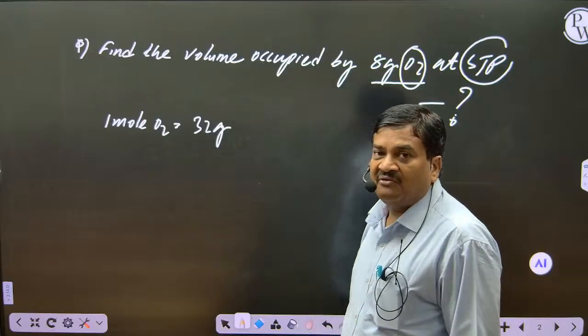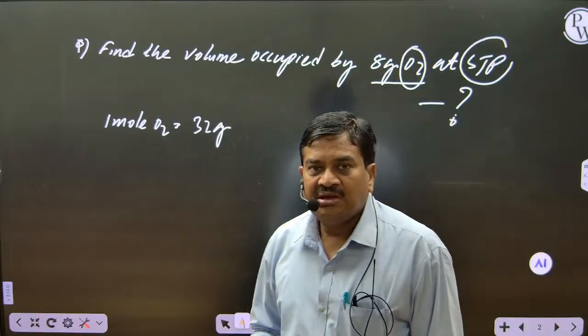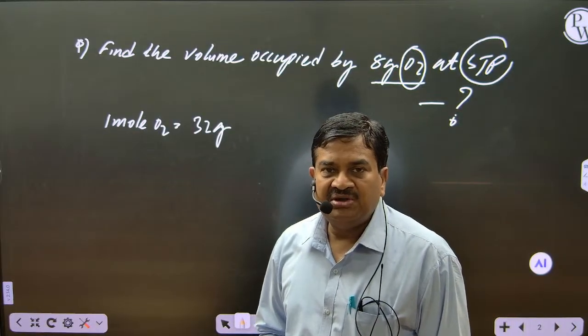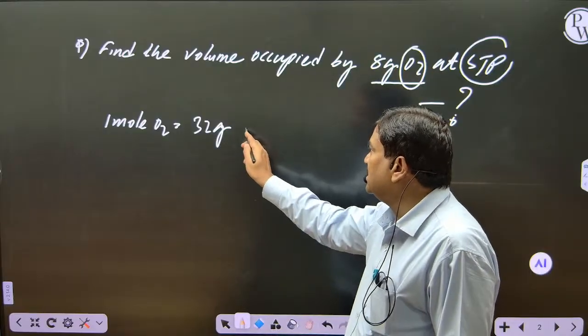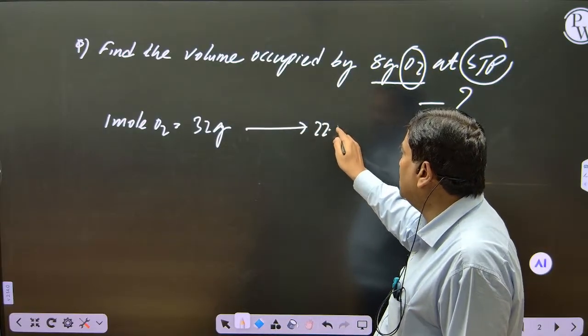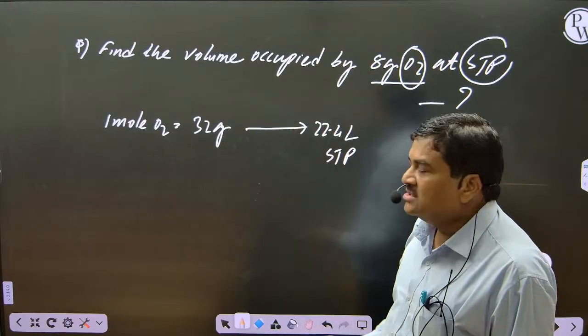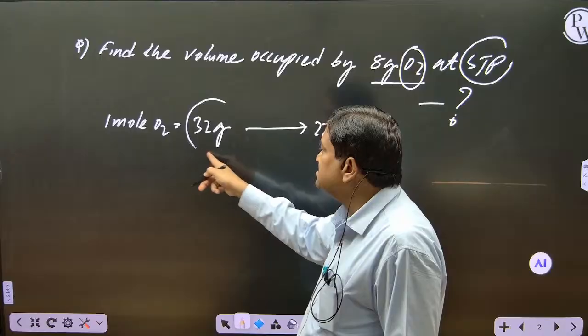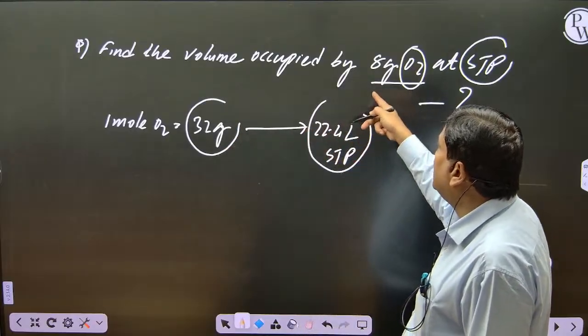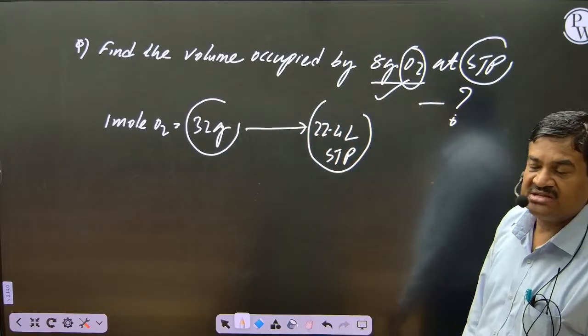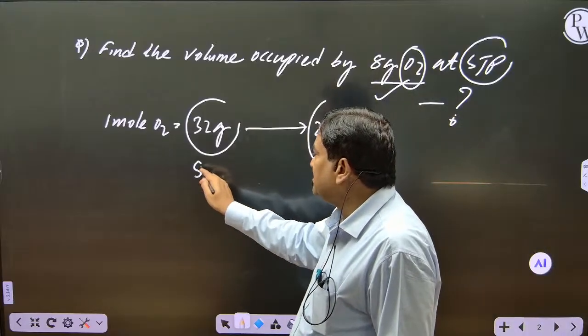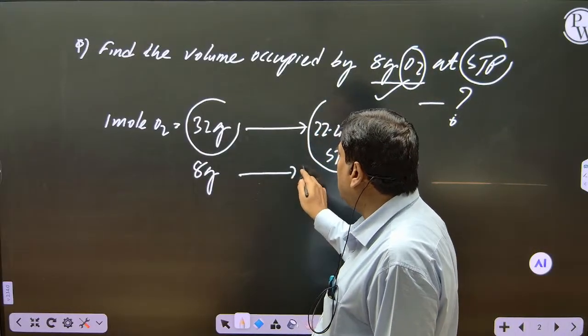This will occupy how much volume? 1 mole of any gas occupies 22.4 liters. So here 32 grams will occupy how much volume? 22.4 liters at STP condition. Correct? So if 32 grams is occupying this much volume, in the question I asked for how many grams? 8 grams I am asking. So for 8 grams of oxygen, what will be the volume occupied?